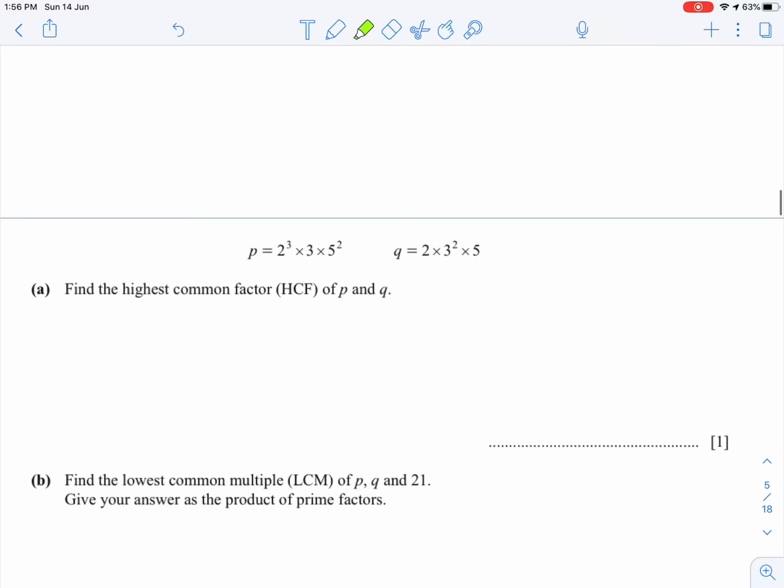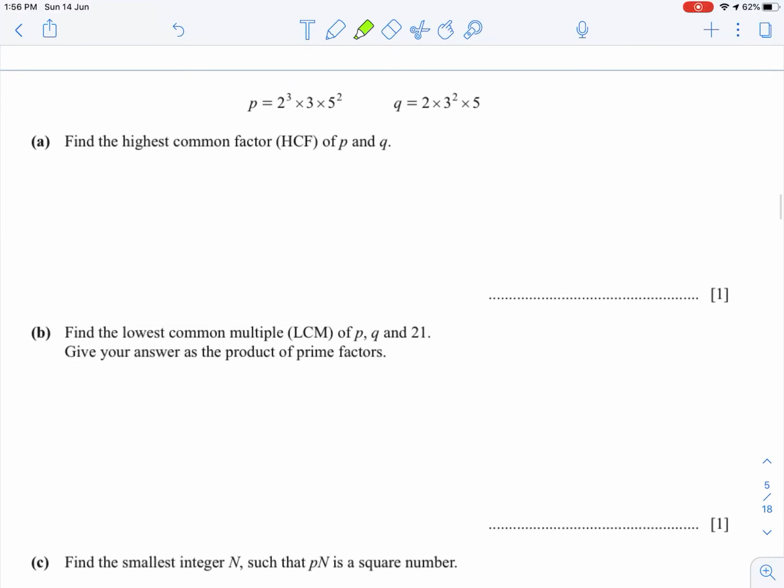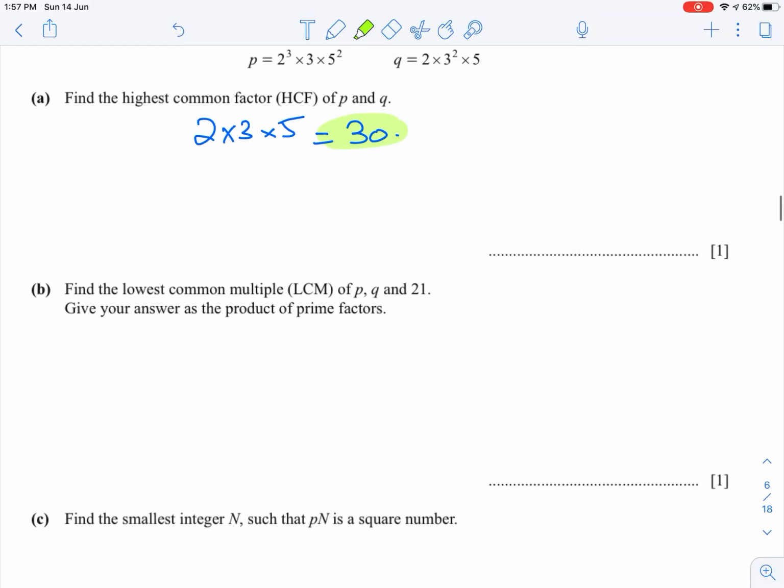Okay, let's move on to the next part. They've given us the prime factorization of P and Q. They're saying find the highest common factor of P and Q. Now, since the prime factorization is available, we have to find out the HCF. In that, we pick up the common numbers with the smaller power of every number. We will pick up 2, as the smaller power of 2 is 1 here. Then we will take 3 also, and then we will take 5. So 2 into 3 into 5, which is 30. So the highest common factor of these numbers is 30. Answer for the first part.